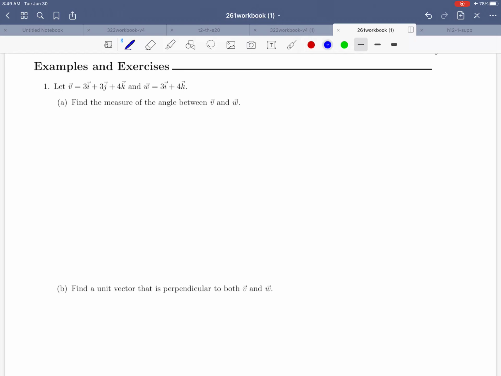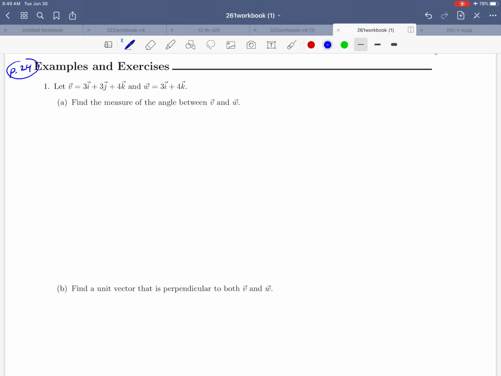Hey everybody, and welcome to exercise 1. This is on page 24 of the workbook. And this is an exercise in thinking about relationships between vectors in the context of dot and cross products. This is going to ask us a number of questions, and more often than not, the cross or the dot product is going to be involved in answering the questions.